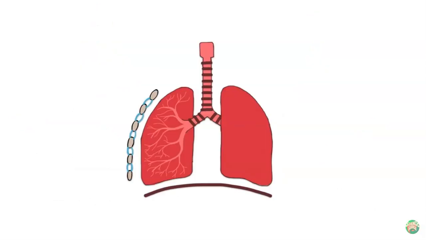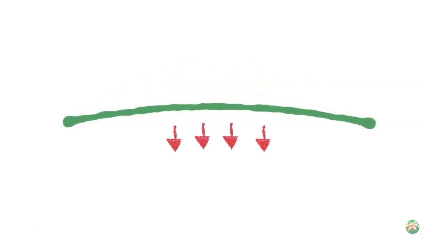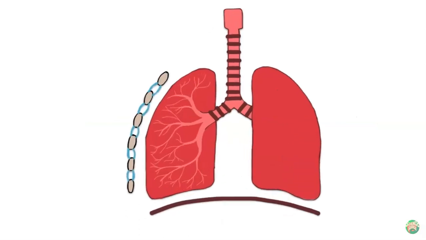Let's have a look at the structure of the lungs here. Now, first of all, we've got to think about the diaphragm. What will happen is the muscles of the diaphragm will contract and move down. Let's look a little bit more closely at what that is. This sheet of muscle will contract, and that makes it move downwards. So this is going to help to increase the volume inside of the thoracic cavity.